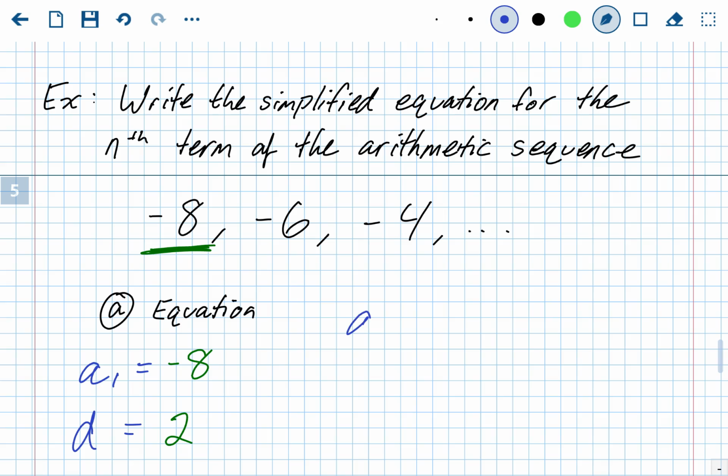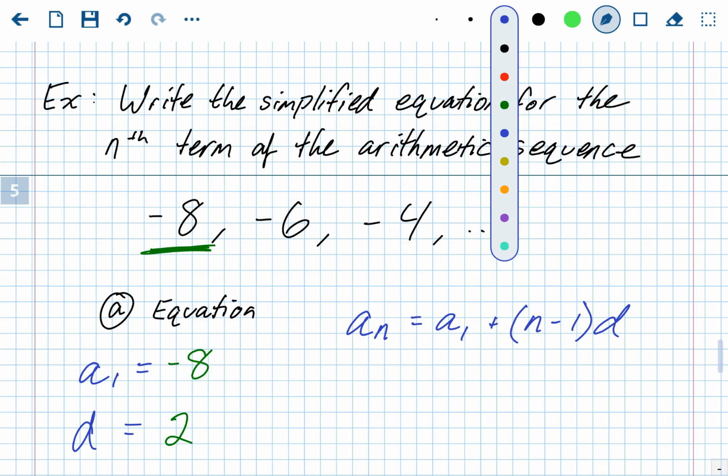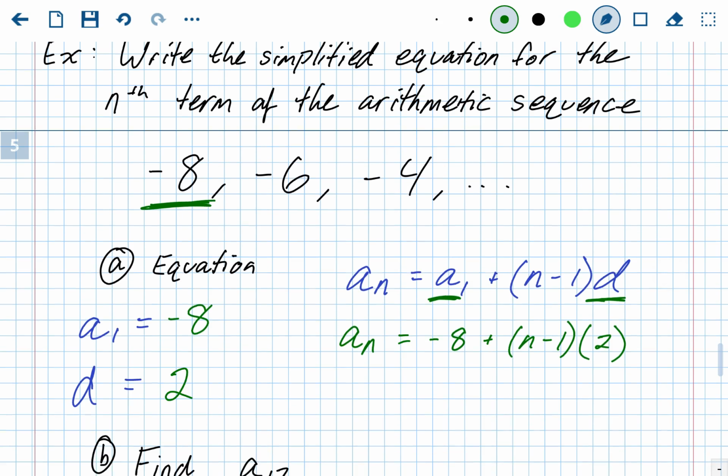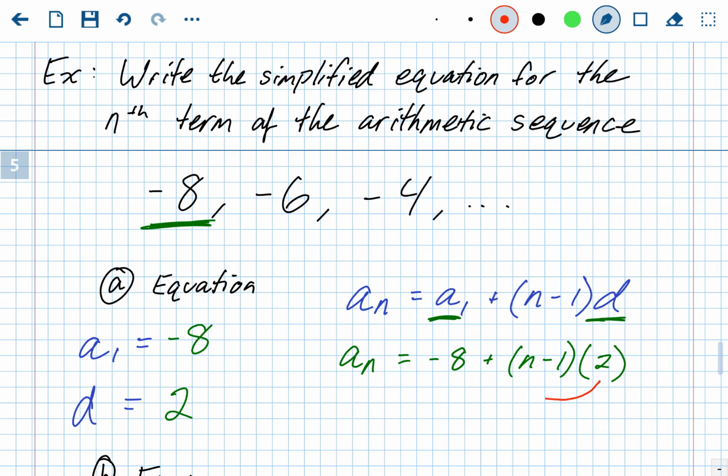Now remember, the explicit formula is A sub n equals A sub 1 plus n minus 1 times d. And all we're going to be doing is plugging in. We're going to replace A1 with -8, and we're going to replace d with 2, and then we'll simplify. So A sub n equals -8 plus n minus 1 times 2. And then same thing as the last step. We're going to distribute the 2 and then combine like terms.